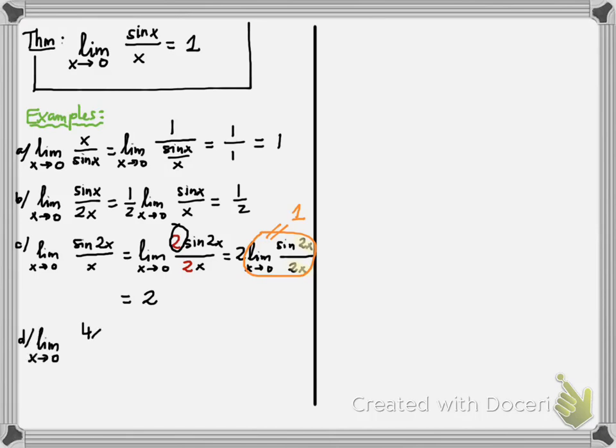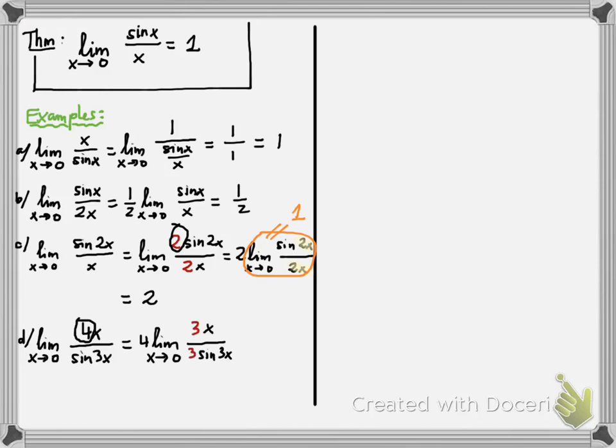Now let's check this example, where we have the limit of 4x over sine of 3x, where x approaches 0. We're going to do something similar to C, but let's pull this 4 out first. Okay, so when we pull the 4 out, we get 4 times the limit when x approaches 0 of x over sine of 3x. Guess what? We have something very similar to C, right? We have sine of 3x, but we don't have 3 for the x in the numerator. So what can we do?